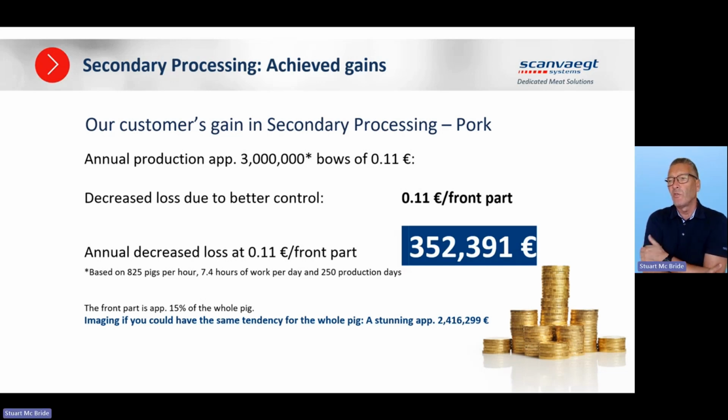So here is an overview of the gains in the cutting and debonding, here we call the secondary processing. It was based on pork. It was based on over 800 pigs per hour over a normal working day. And just imagine if you could do this on every single part of the actual animal, it would give a huge amount of increase. So this is how we do it. This is the way we work with our customers to help them save.